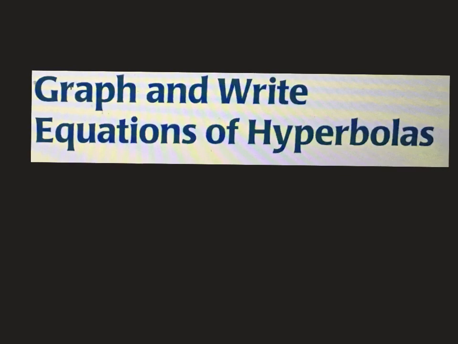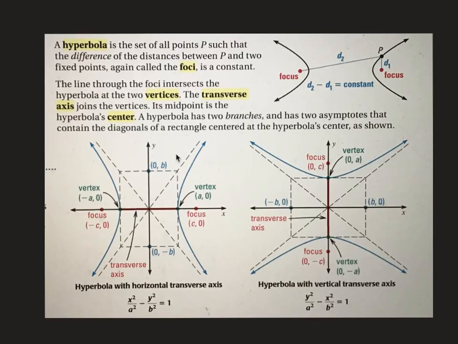All right, guys, the last conic section we're going to do is called a hyperbola. Graph and write equations of hyperbolas. Not a hyperbola, but it's called a hyperbola. And it's the last conic section we're doing, last part of a cone. All right, a lot of stuff on this slide.